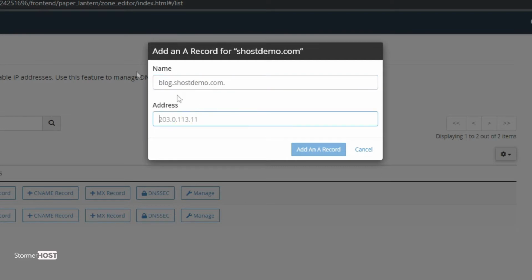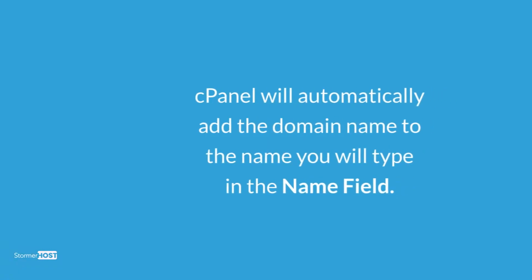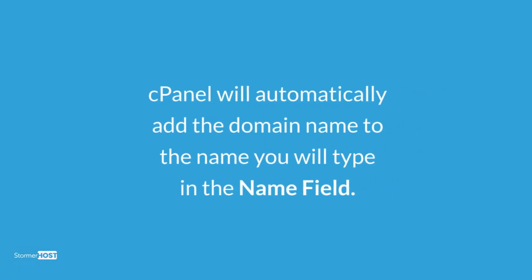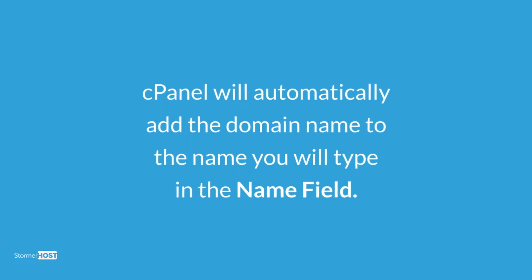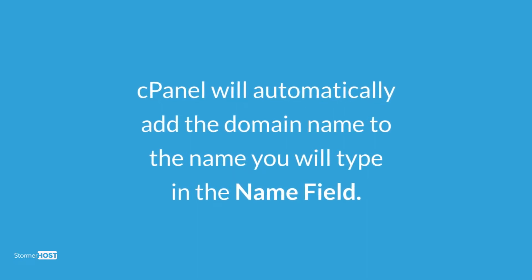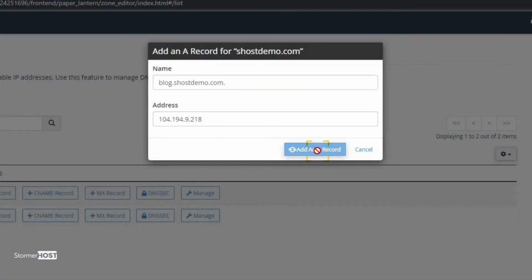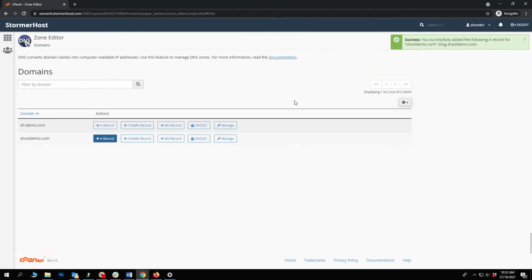The name I want to add is blog, so I will type blog in the name field and enter my IP address in the address field. Please note, cPanel will automatically add the domain name to the name you will type in the name field. Click on Add an A record to successfully add the record.